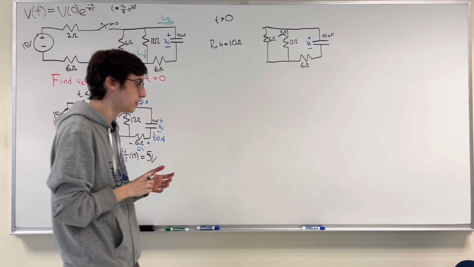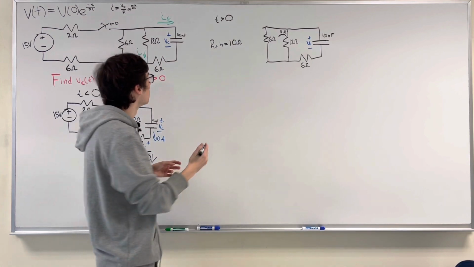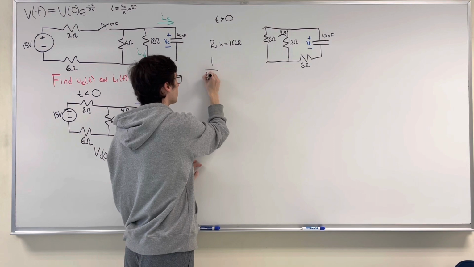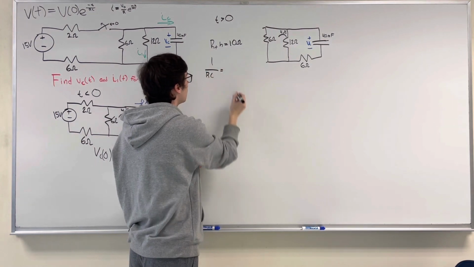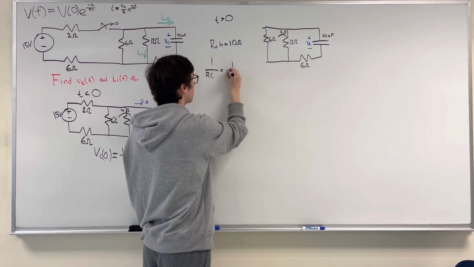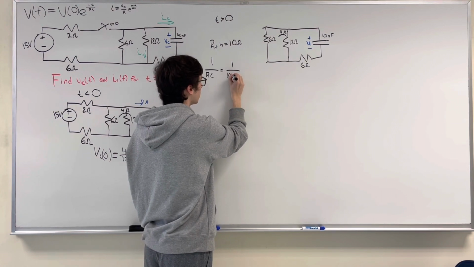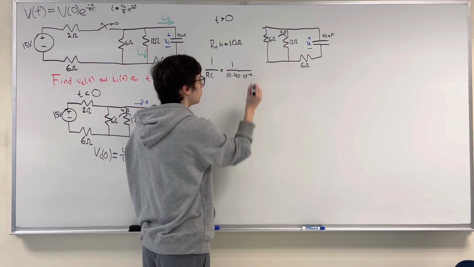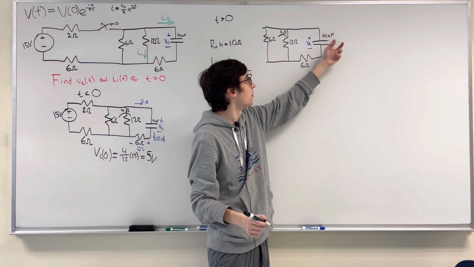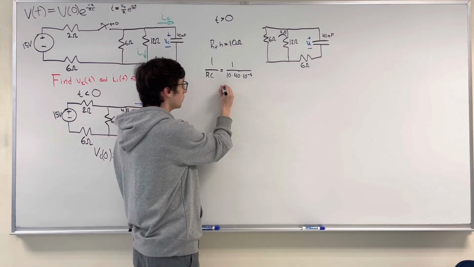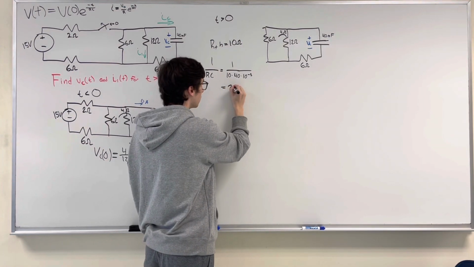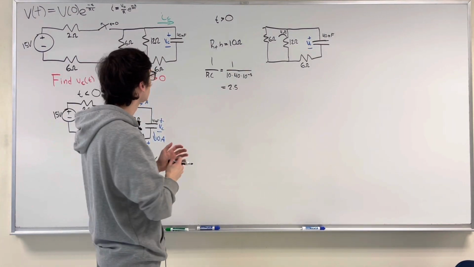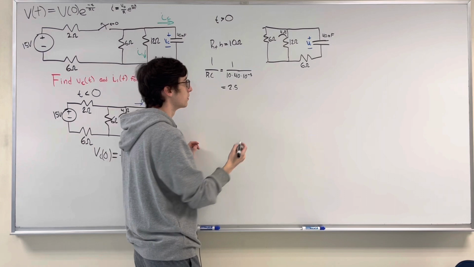All right, so now what we need to do is compute the RC. To do that, I'm just going to do 1 over RC, which is going to be equal to 1 over 10 times 40 times 10 to the negative third, because our capacitance is 40 microfarads. So this is equal to 2.5. So now we finally can write our equation for the voltage for when time is greater than 0.